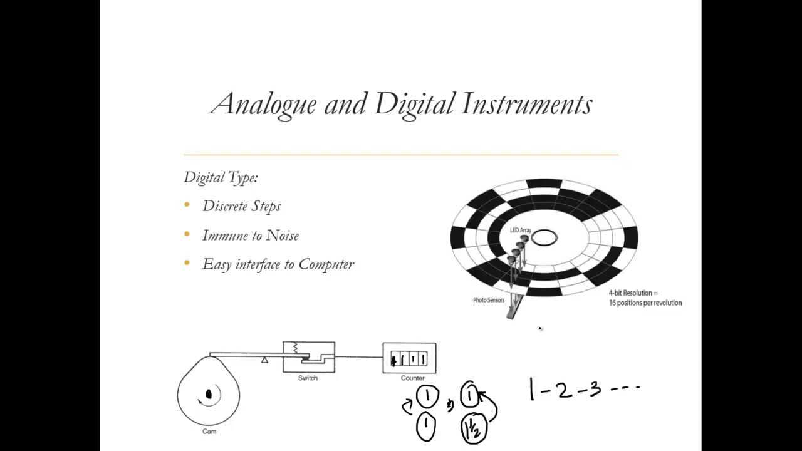Another example is a 4-bit encoder that we have, let's say, for position sensing, or sensing the rotation of a shaft. This is better than the one that we have just seen in terms of the cam. Here we have 16 positions per revolution. So this one has been divided into 16 positions per revolution, which is quite better than the previous one.